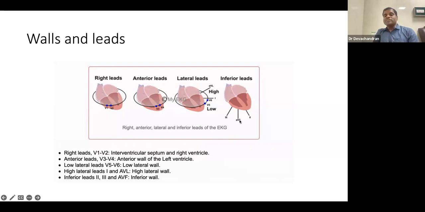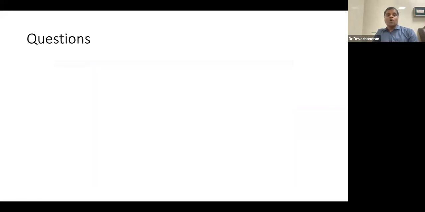The lead AVF is on the left leg, and 2 and 3 are linked with the AVF. So 2, 3 and AVF represents the inferior or the bottom wall of the heart. So when you interpret the ECG, when you're thinking of a heart attack, you need to remember the walls and the leads as well. Okay.